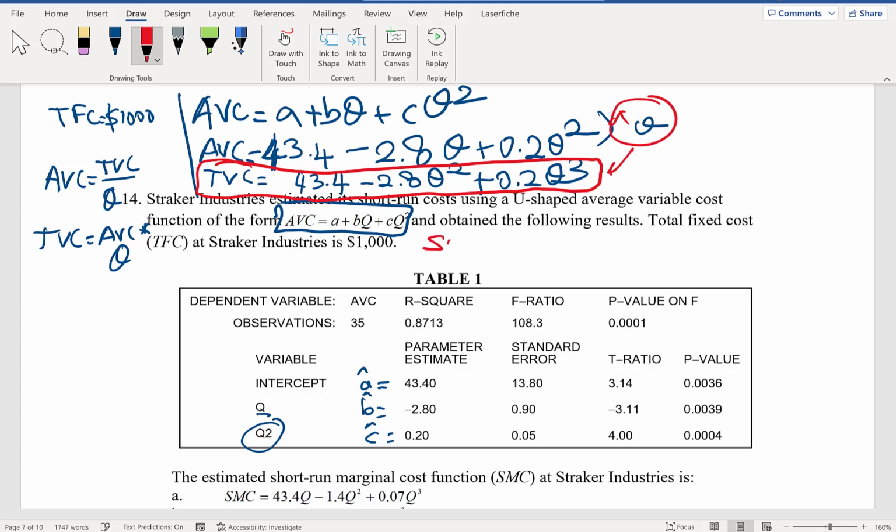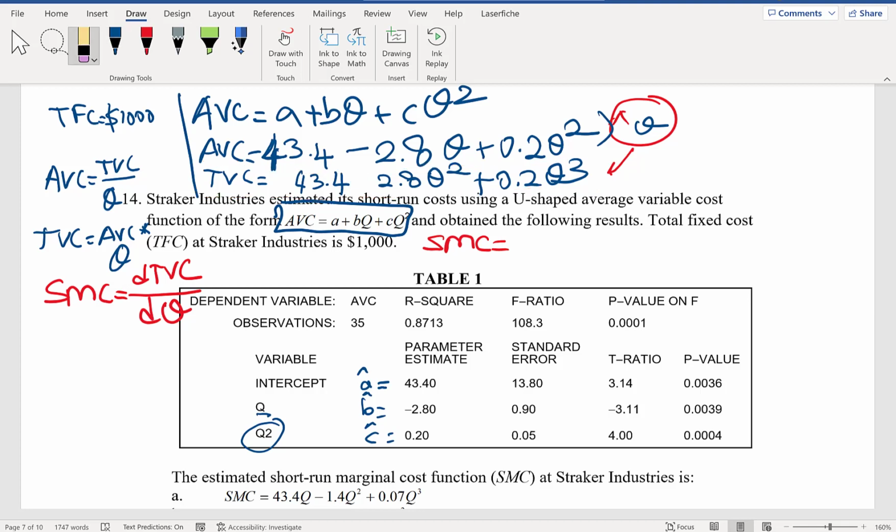How about SMC, marginal cost? Short-run marginal cost is the first derivative of total variable cost with respect to quantity. Folks, guess what? I forgot Q here. Oh my gosh. It needs to be 43.4 times Q. Thankfully, I saw it before I continued in the question.